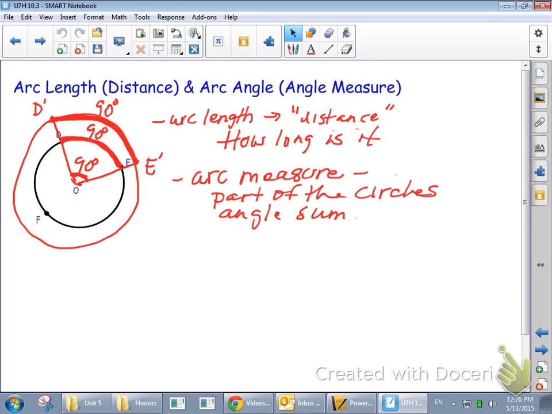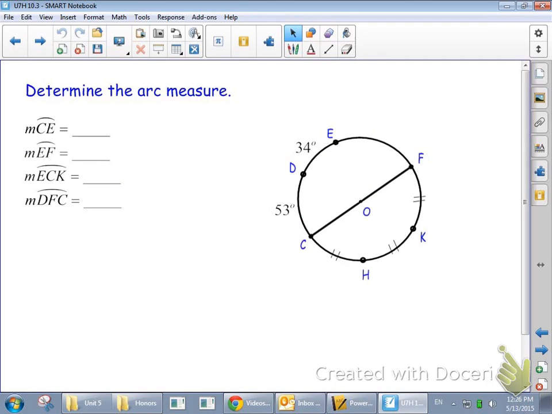Okay, so let's try some problems here. You're going to determine the arc measure here. I'll give you a second to think about that. You can pause here if you want. Okay, if I'm looking for the measure of arc CE, arc CE is this right here. I'm looking for that arc measure. Well, it's going to be a combination of this measurement from C to D and D to E. So we're going to add 53 plus 34, and we get 87 degrees.